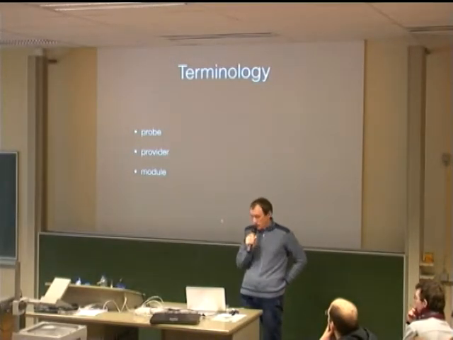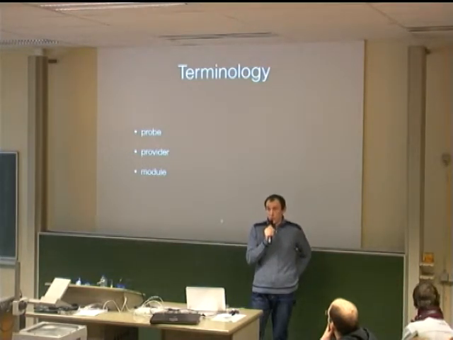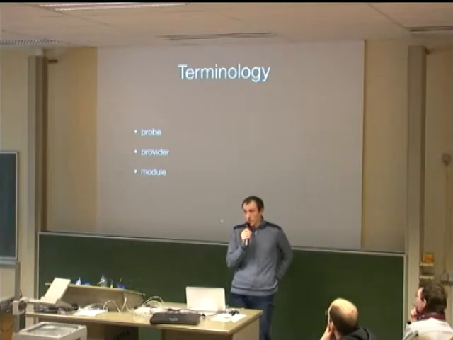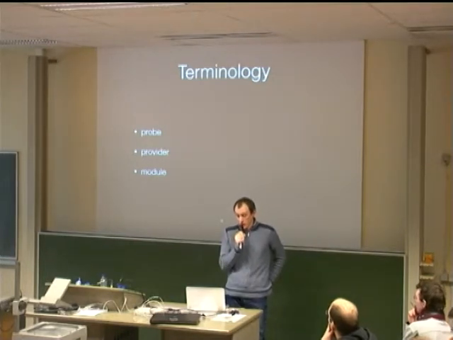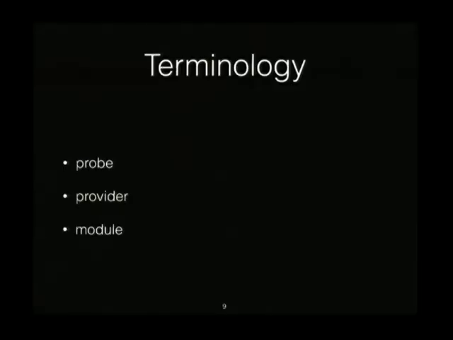DTrace has terminology with probe, provider, and module. A probe is a short piece of code inside your code, and you will trace that. It's written in functions. A provider is a logical object which contains many different probes. A module is the name of an application or kernel.